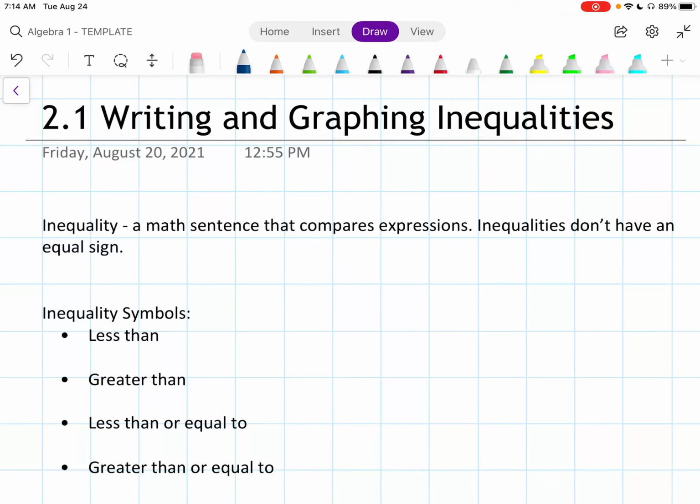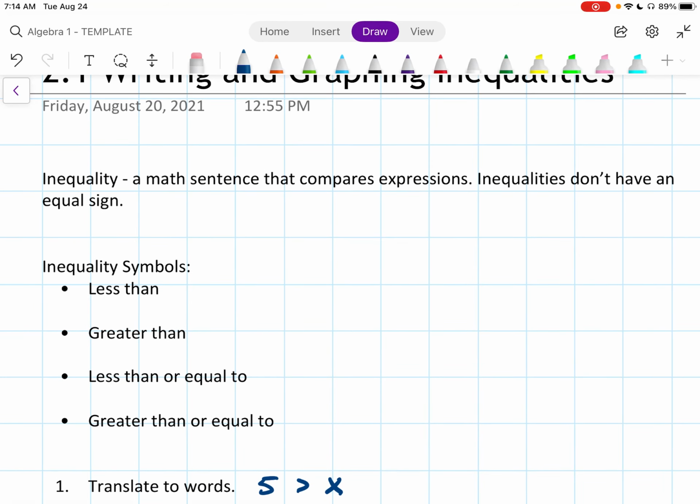Okay, Chapter 2, Section 1, Writing and Graphing Inequalities. So starting off, an inequality is a math sentence or a math statement that compares expressions. Inequalities do not have an equal sign. So instead of an equal sign, we have an inequality symbol. And there's four different inequality symbols. There's less than, greater than, less than or equal to, and greater than or equal to.